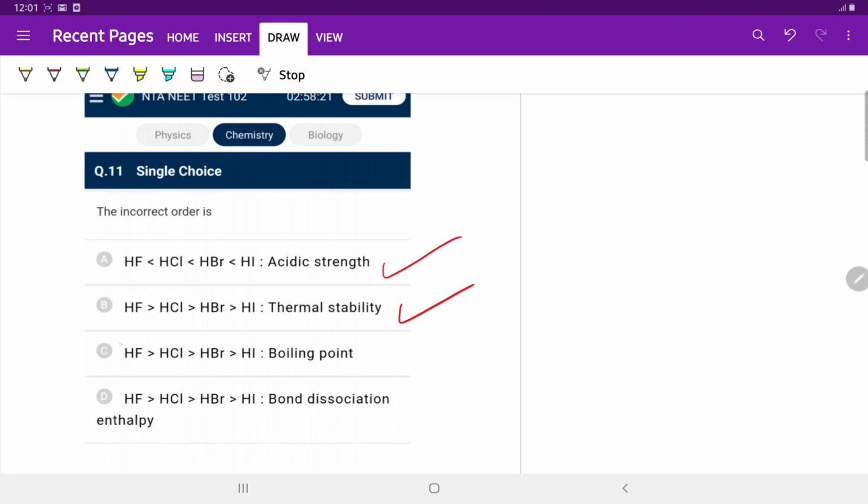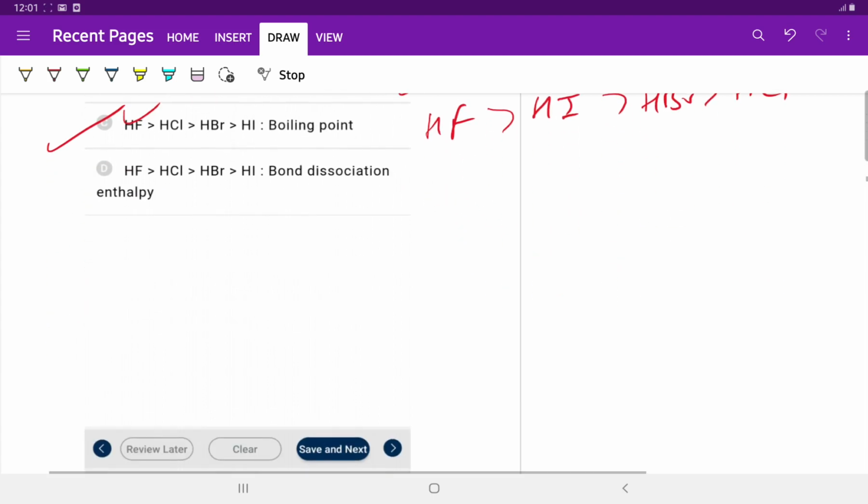Boiling point is maximum for HF, but this is an incorrect order, so option C is correct. HF, then HI due to the molecular mass. On increasing molecular mass, van der Waals force of attraction also increases, then HBr, then HCl. So maximum boiling point is for HF and least boiling point for HCl. The maximum boiling point of HF is due to the intermolecular hydrogen bonding, which is very strong. Bond dissociation enthalpy. Incorrect order, bond dissociation enthalpy, correct order. So option C is correct for question number 11.